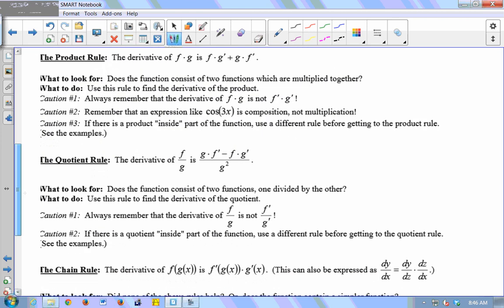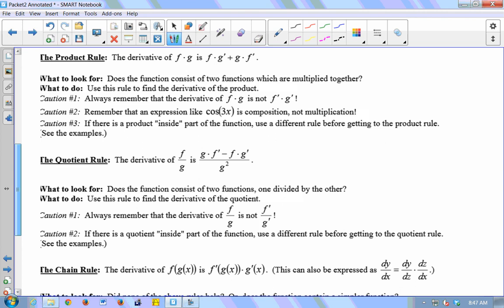If the function consists of 2 functions that are multiplied together, use the rule to find the derivative of the product. But first, remember that the derivative of f times g is not f prime times g prime. You have to do f times g prime plus g times f prime. And another caution, remember that an expression like cosine of 3x is a composition, not multiplication. People will often try to use the product rule there, treating cosine as the first function and 3x as the second function. But that's not multiplication. That is 3x being plugged into the cosine function. So that's a composition.